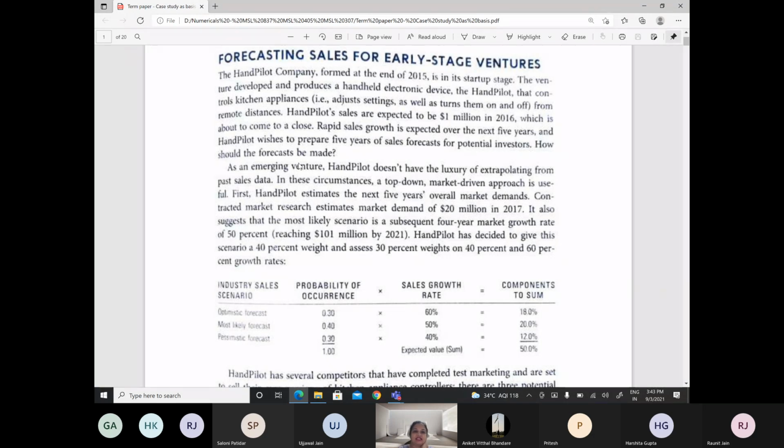Hand Pilot sales are expected to be $1 million in 2016, which is about to come to a close. Rapid sales growth is expected over the next 5 years, and Hand Pilot wishes to prepare 5 years of sales forecasts for potential investors. How should the forecast be made? Now, as an emerging venture, Hand Pilot doesn't have the luxury of extrapolating from past sales data. In these circumstances, a top-down, market-driven approach is useful.